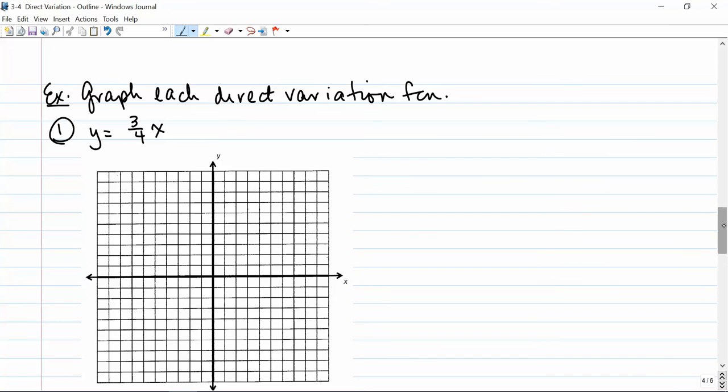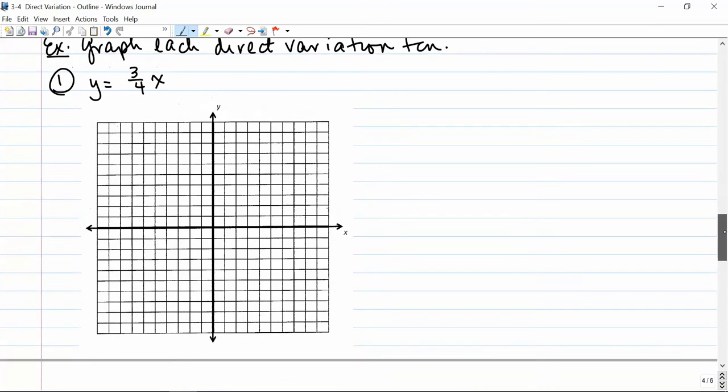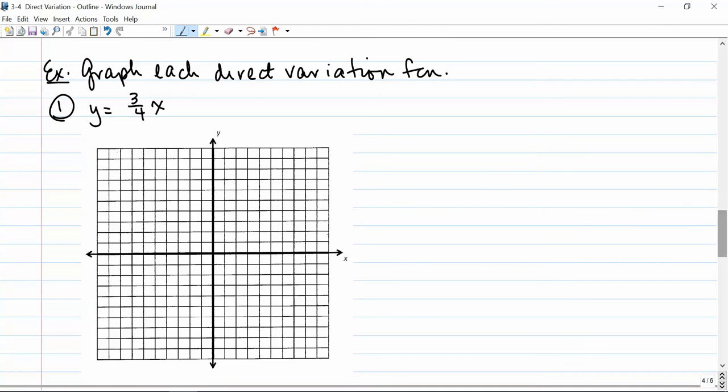So y equals 3/4 x is a direct variation function. Notice that the slope of this line is 3/4. It's the number in front of x. It's the constant of variation. Recall that slope means the change in y. In other words, how much is the rise over the change in x, or how much is the run.